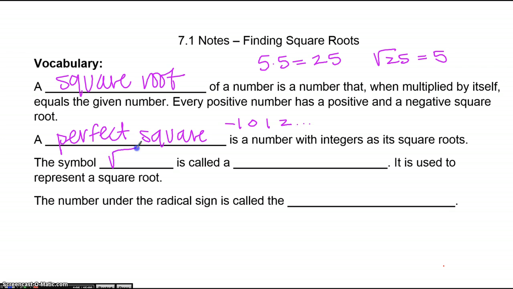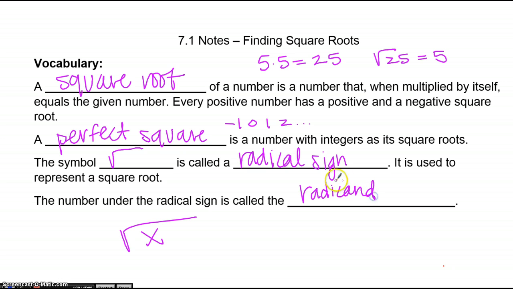This symbol is called a radical sign. It is used to represent a square root. So you'll see this notation, and that means square root. The number under the radical sign is called the radicand. R-A-D-I. Okay, so that is all of our vocab for 7.1.